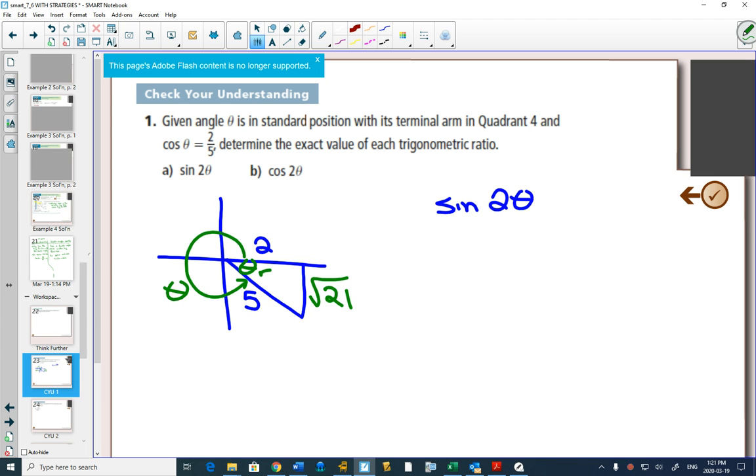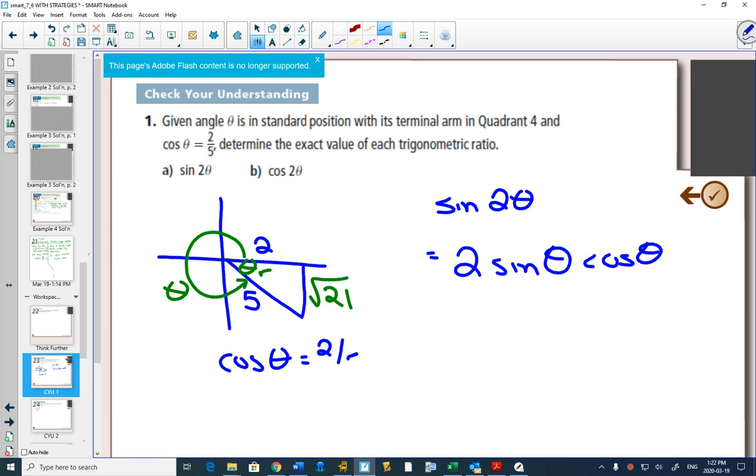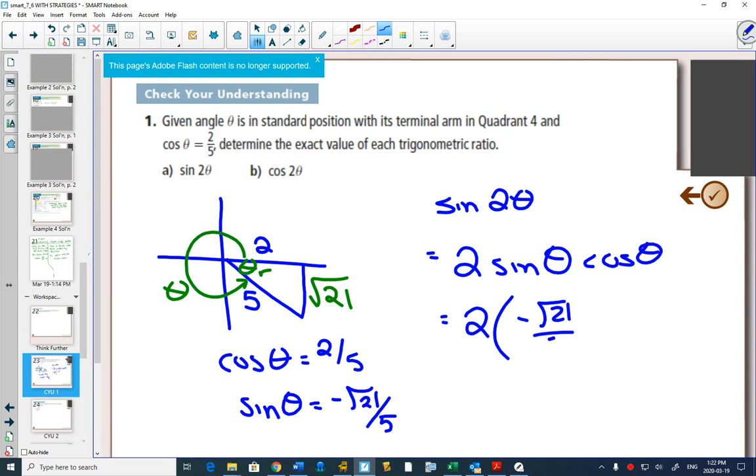However, we just got a formula that says sine of 2 theta is 2 sine theta cos theta. And from this triangle, well, I already knew that cos of theta was 2/5, but from the triangle, I can also find out that sine of theta is negative root 21 over 5. Because it's in quadrant 4, sine is negative. Then sine of 2 theta will be 2 times negative root 21 over 5.